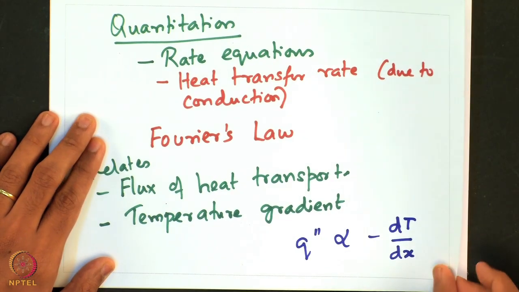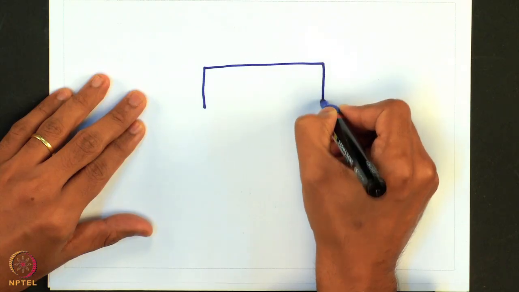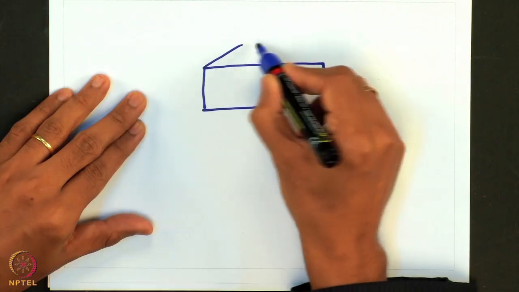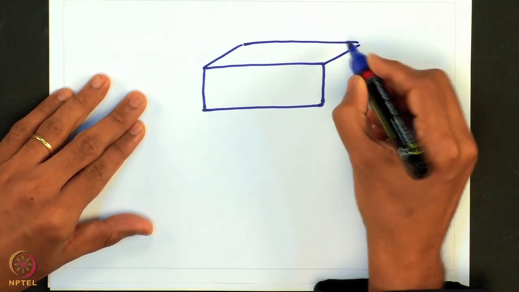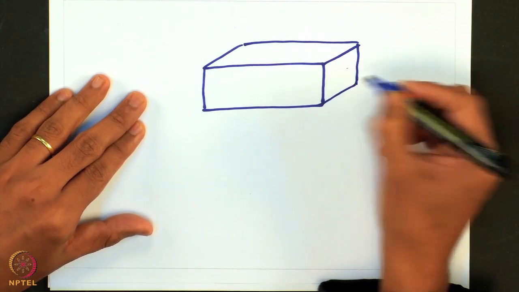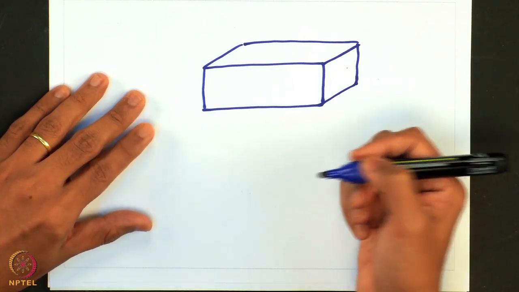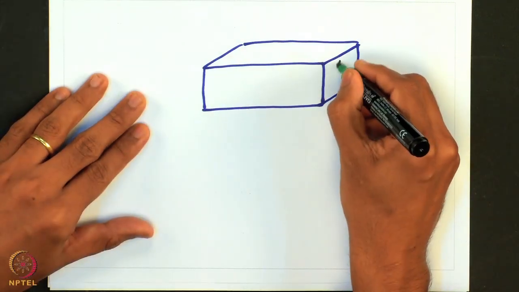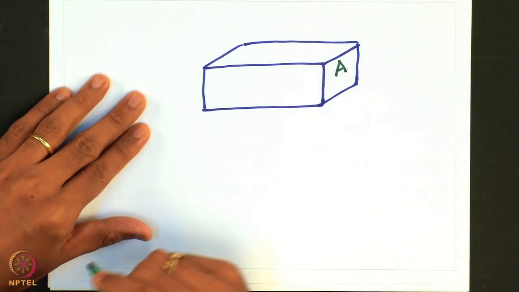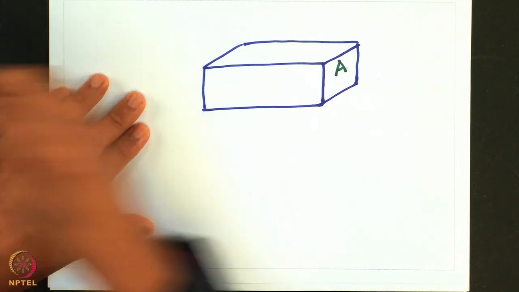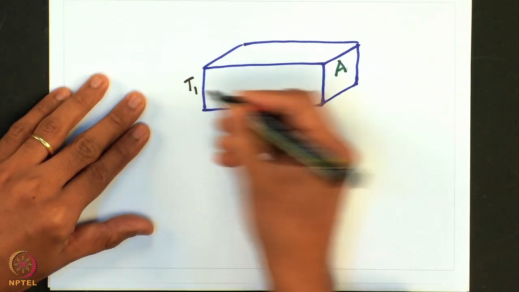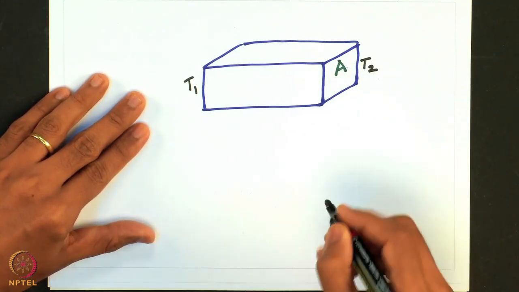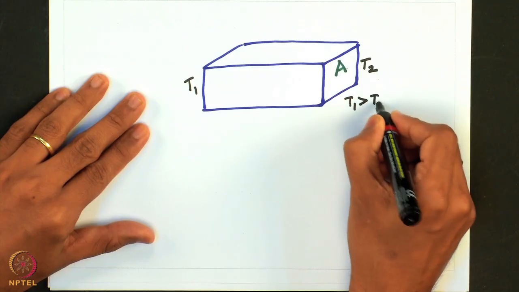So, suppose we take a slab. Let us assume that it is a cuboid slab, and that the cross-sectional area of the cuboid is A. Let us also assume that the temperature of one end of the slab is T1 and the temperature of the other end is T2, and that T1 is greater than T2.